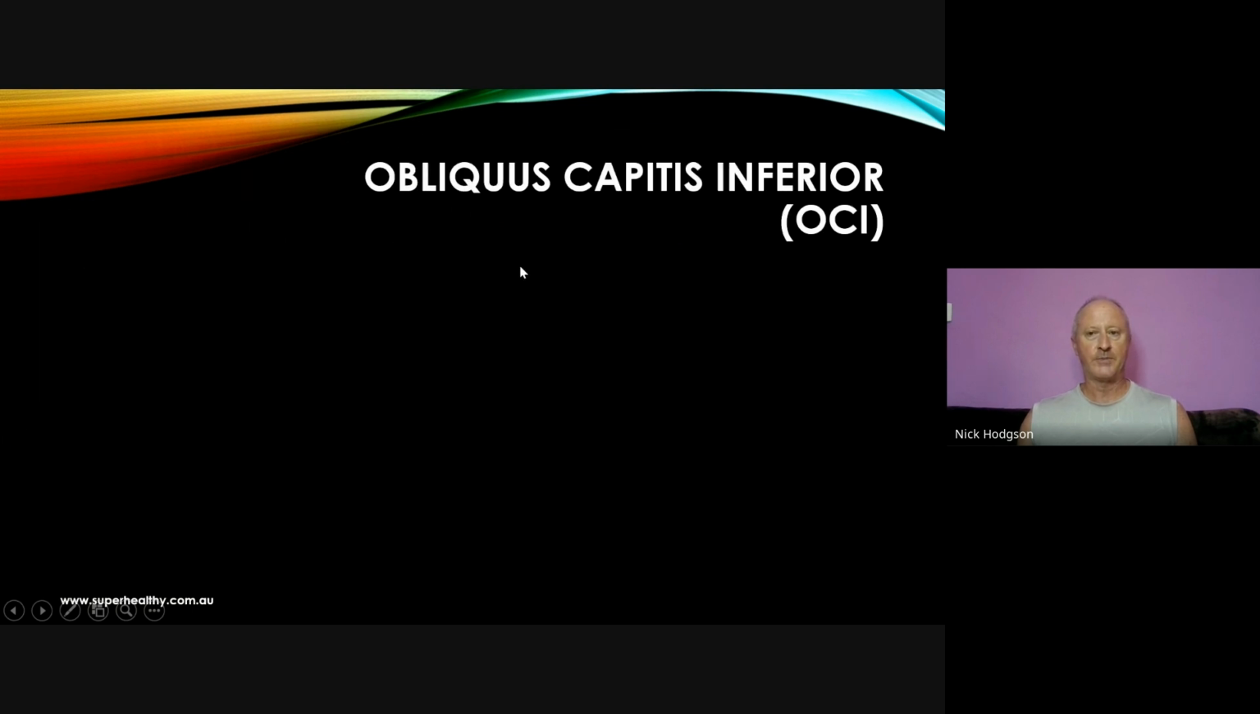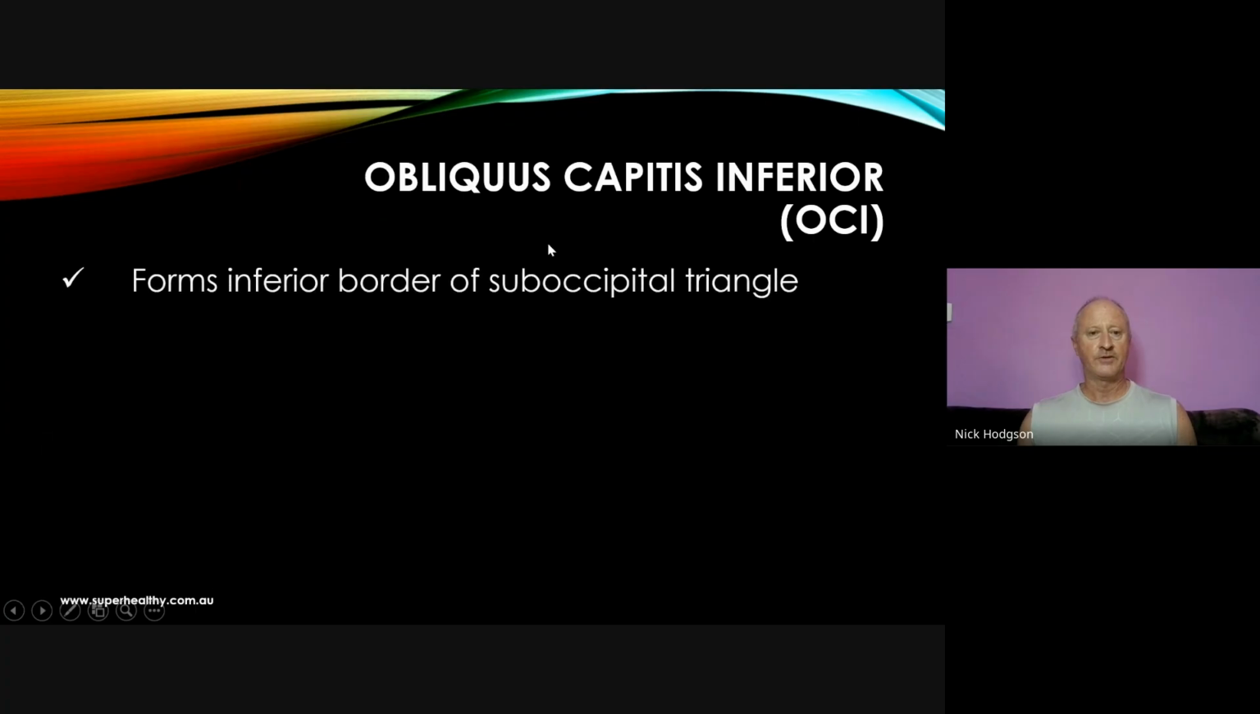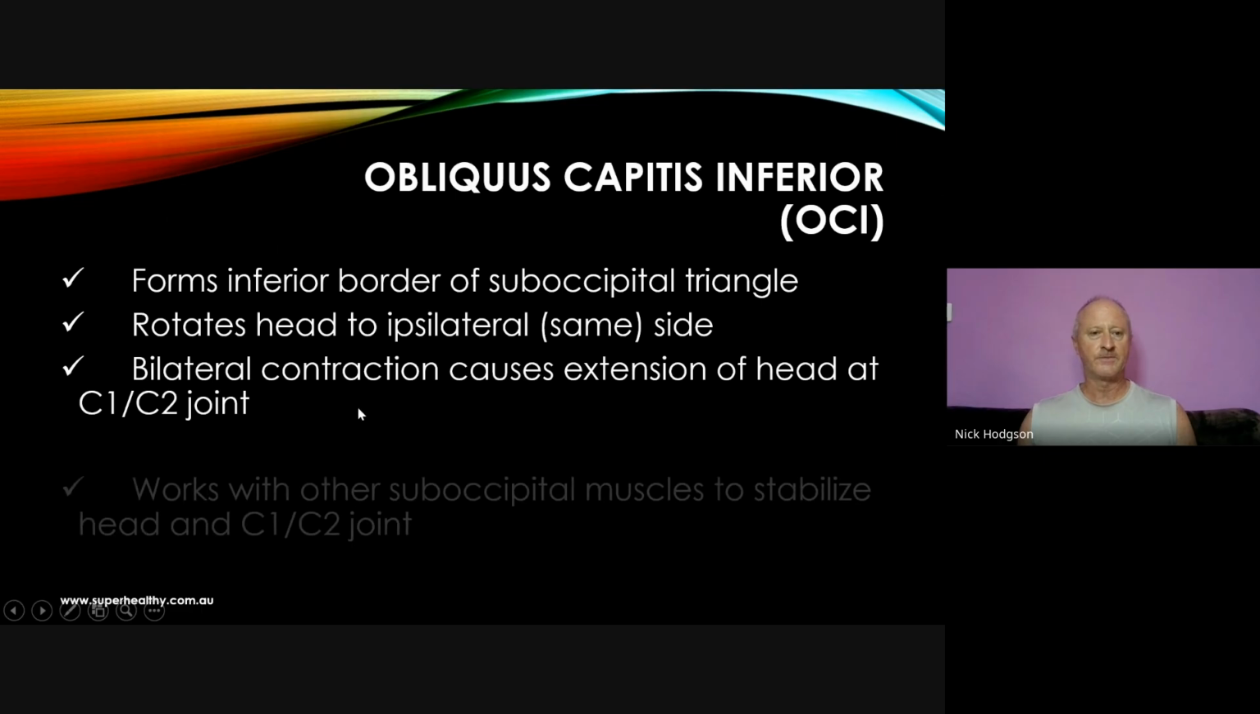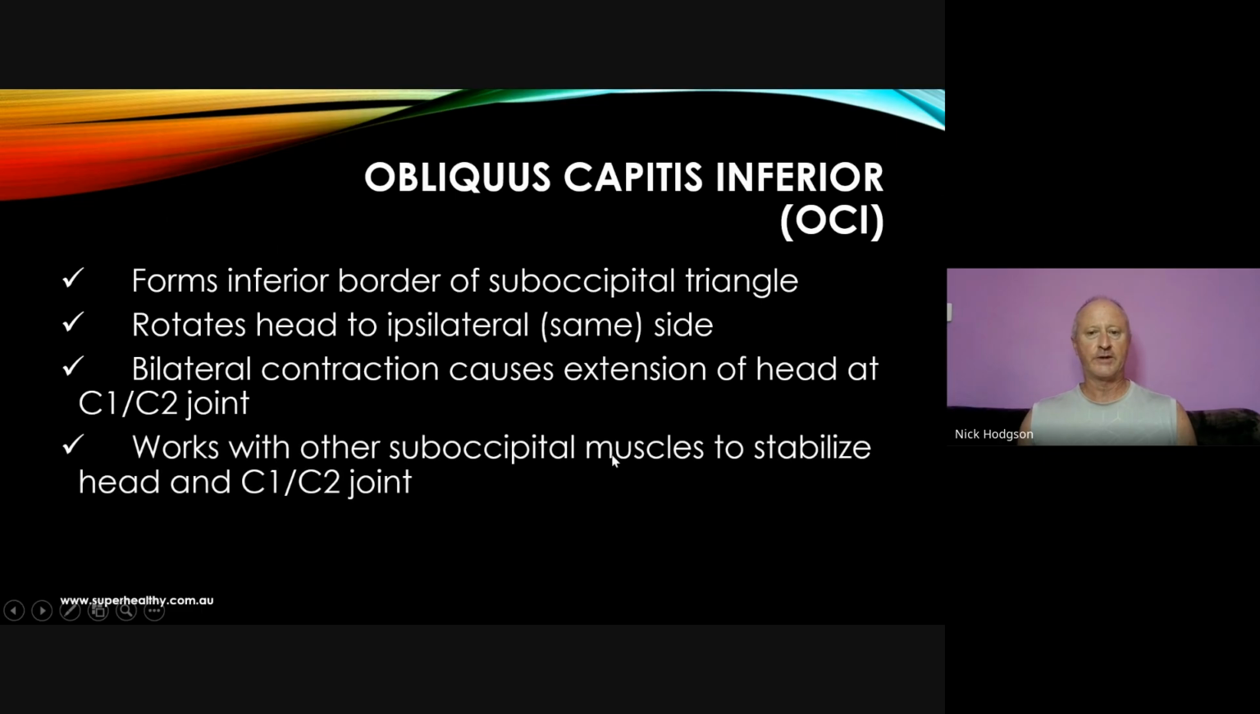Now, obliquus capitis inferior. So this forms the inferior border of the suboccipital triangle. We'll show you this in a moment. So this rotates the head to the ipsilateral side, to the same side, and bilateral contraction causes extension of the head, the C1, C2 joint. So it works with the other suboccipital muscles to stabilize the head at the C1, C2 joint. So critical in posture and spinal alignment at the upper part of the neck.